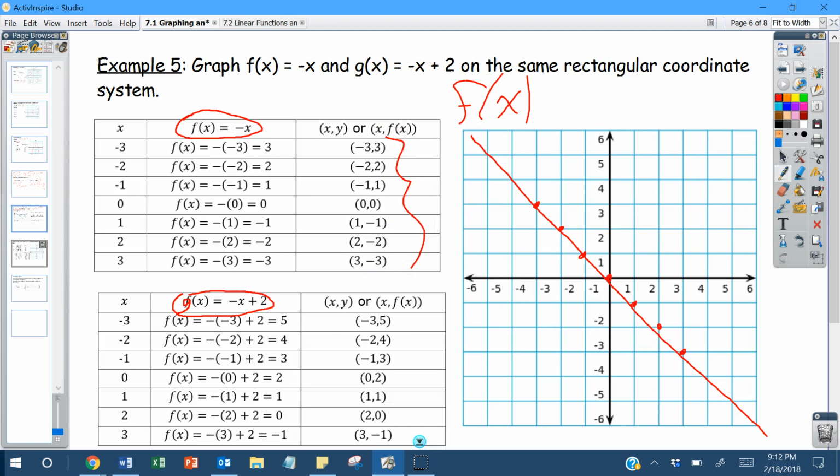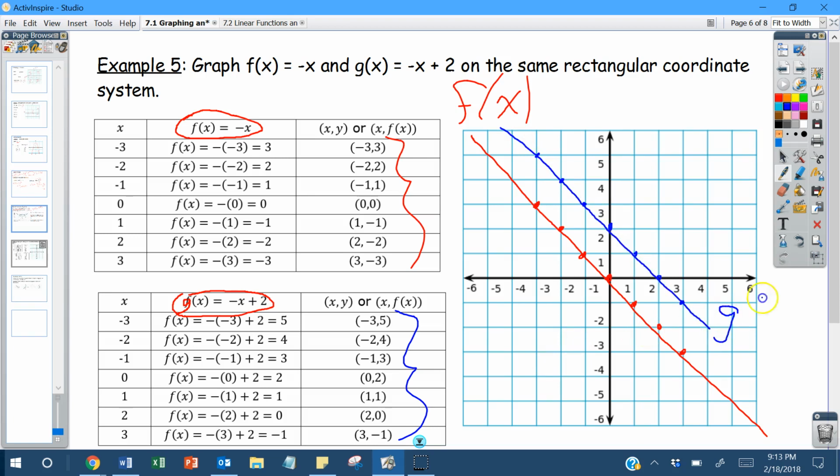And maybe I should change the color for the second one. So the second one I'm going to color in blue. You'll just give me a second to color this. I think I got all 7. Okay, this blue line is my second one.